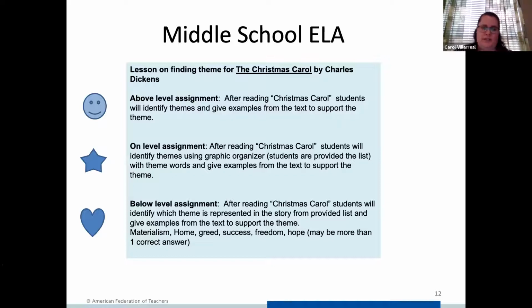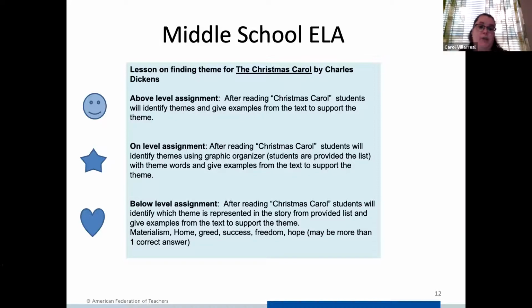Okay, so the middle school example is an ELA example. In 7th grade, and I think it might be throughout the whole state of Texas, at least in my district, 7th grade usually reads the play A Christmas Carol by Charles Dickens. And one of the skills they look at is theme. One thing I do want to denote here is that I would not put above level assignment, on level assignment, and below level assignment. I would just use the icons. That way kids don't feel like, if they're below level, they're not going to know that it's a below level assignment.